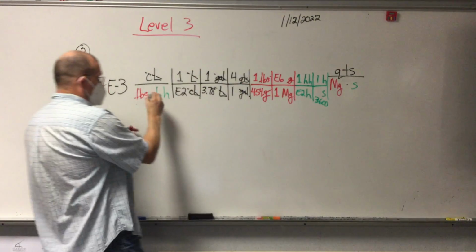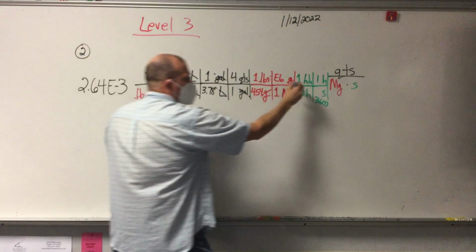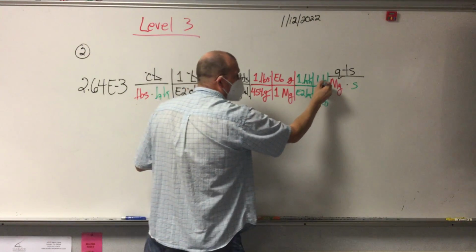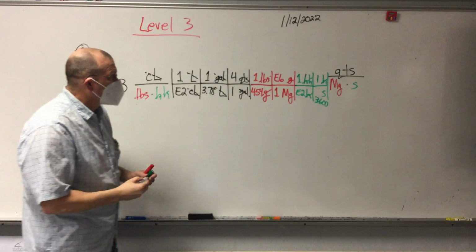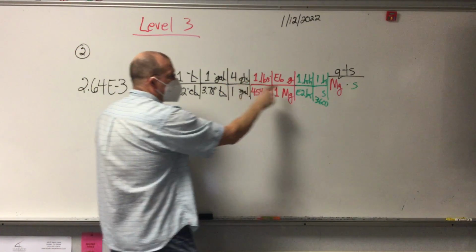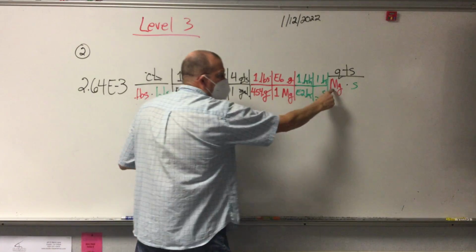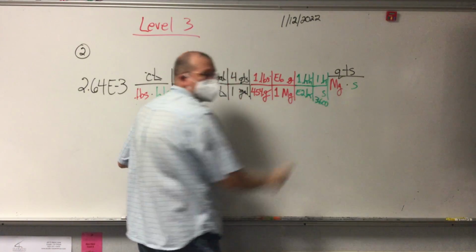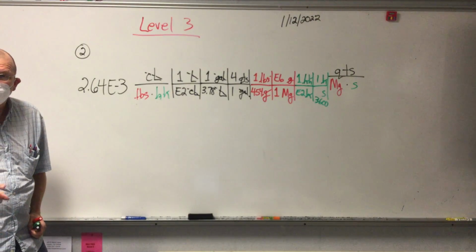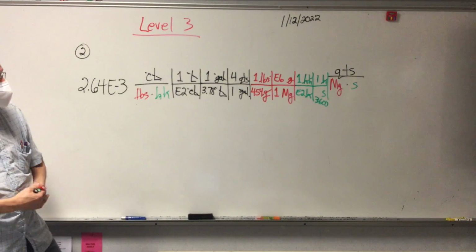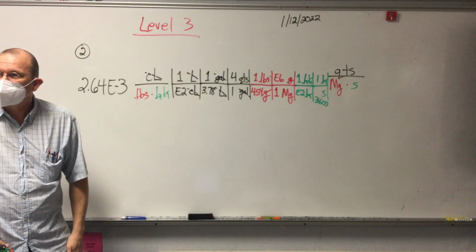Okay, and we got our diagonal happening here so that those guys cancel. So what we ended up with is quarts, which is what we wanted, megagrams, and then seconds. Okay? Now, at this point, we are set up correctly. We just need to do the math.